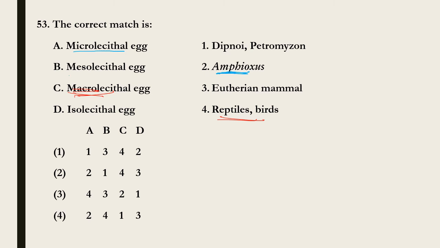Next, mesolethal eggs. We can observe mesolethal eggs in Dipnoi, the lungfishes, and Petromyzon. Mesolethal means a moderate amount of yolk is present. Macrolethal is already given, that is reptiles and birds.